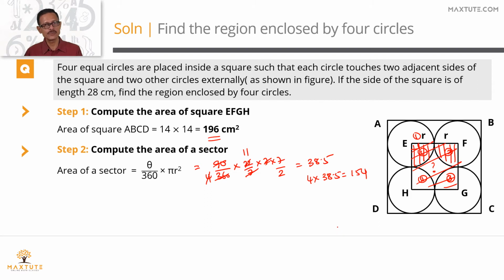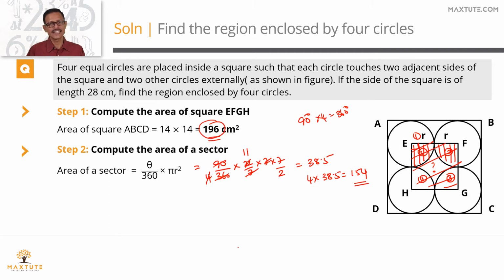All these sectors are of equal area. Each sector subtends an angle of 90 degrees. So all 4 together will subtend an angle of 360 degrees. 360 degrees subtending an angle at the center means that we are talking about one circle. So instead of finding out the area of one sector and then multiplying it with a 4, you could have found out the area of one circle of radius 7, which would have been the same 154.